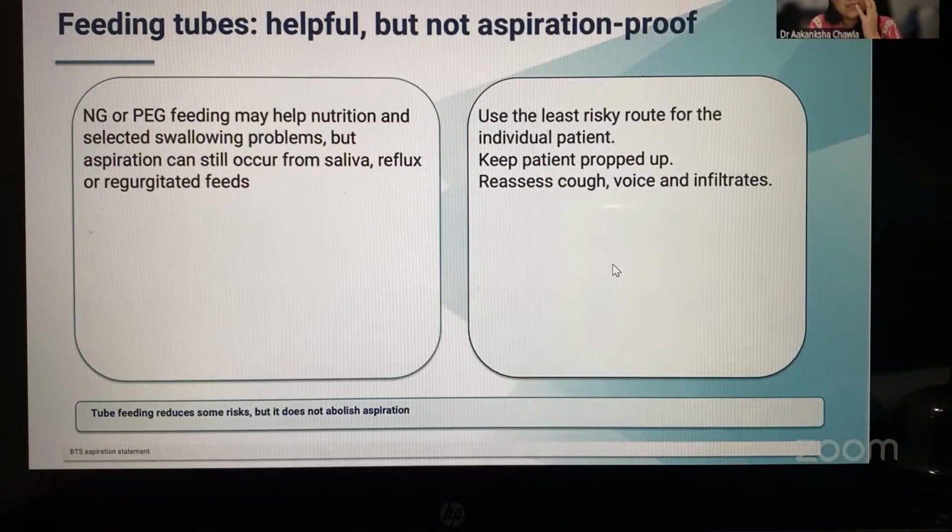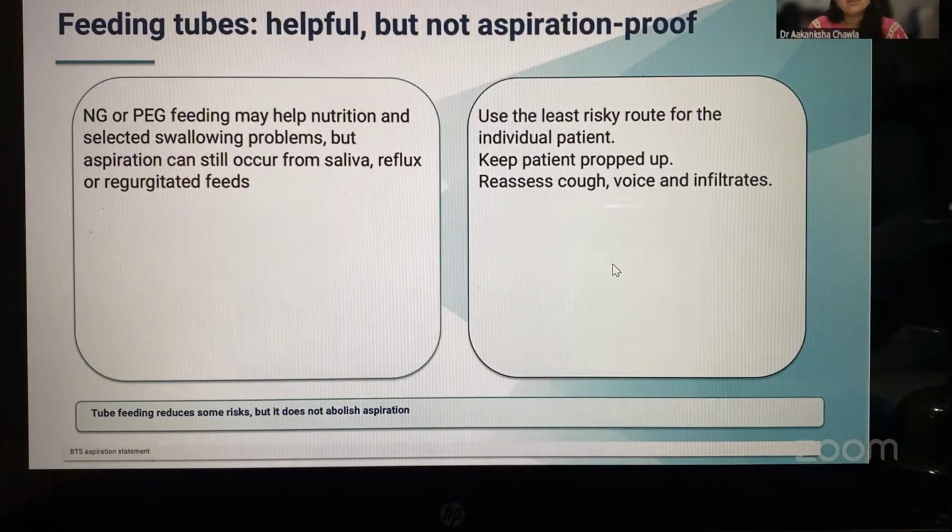Just a word about the feeding tubes. Normally, when we give the patient nasogastric or PEG feeding, it definitely helps in nutrition, and in certain patients it can also help in the swallowing problem. But it does not automatically mean that now you have protected. Even the aspiration can occur from saliva or from the regurgitated feeds. So you need to remember this. Just because the tube is in situ does not mean that the patient has automatically got protected from the aspiration.